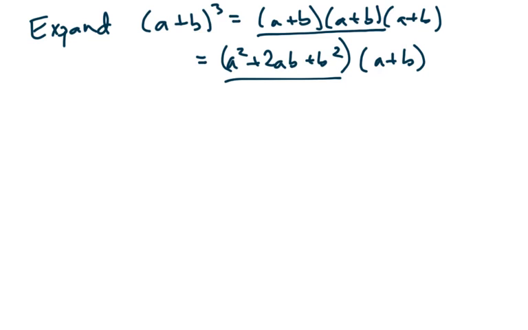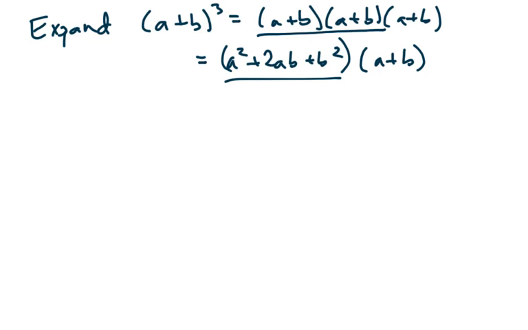So these guys turned into that. These guys times the third one is the same as this times the third one. So now we just have to multiply this. This is how we do higher powers, right? We multiply two of them together at a time, and then we multiply by another one, and then by another one.